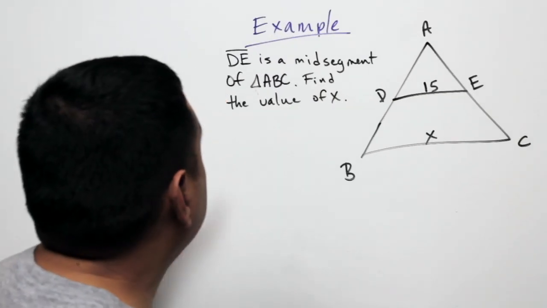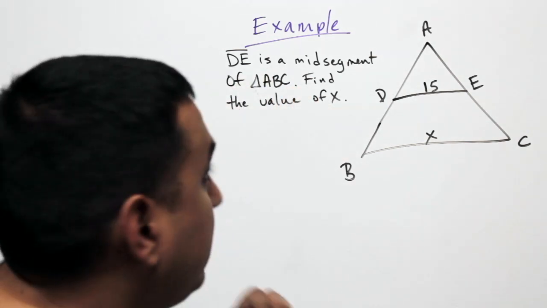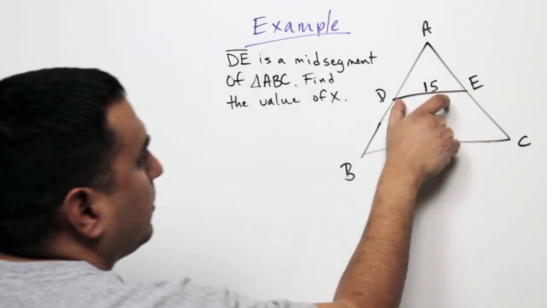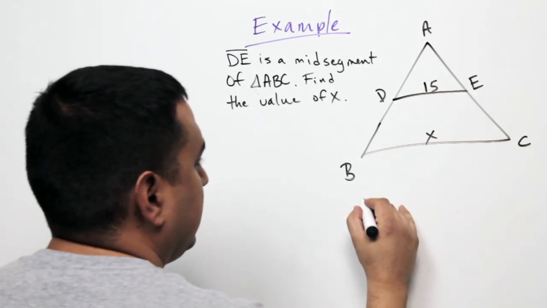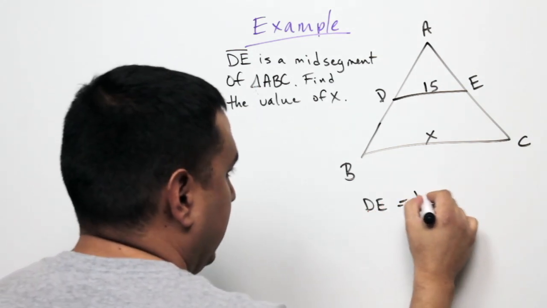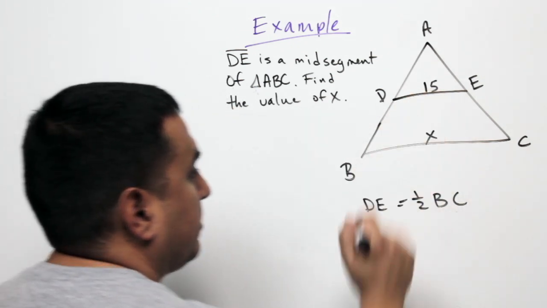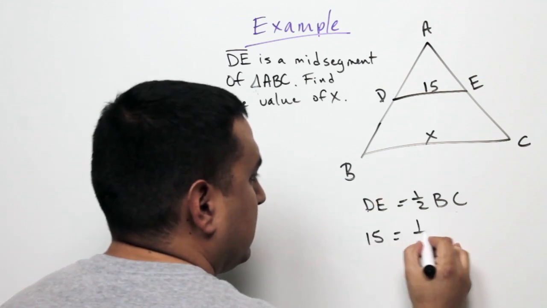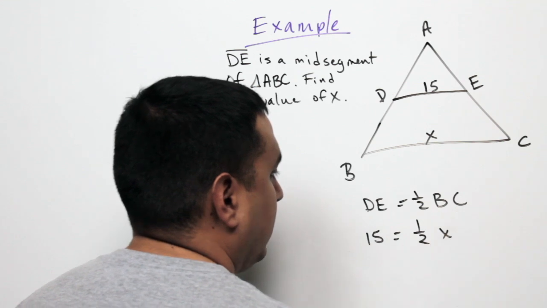This next problem, segment DE is still a midsegment of triangle ABC. We want to find the value of x, only this time they gave me the value of the midsegment. So I'm kind of going backwards on this. I know that DE is still half of BC. But this time, the known part is 15, that's this midsegment part, is half of BC, or half of x.